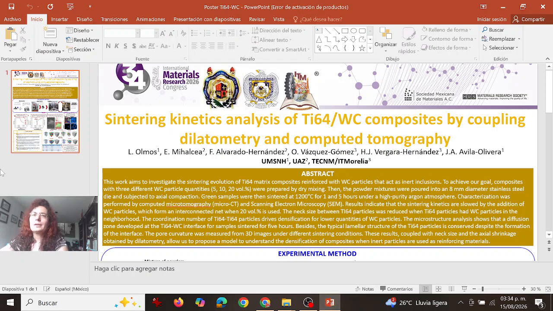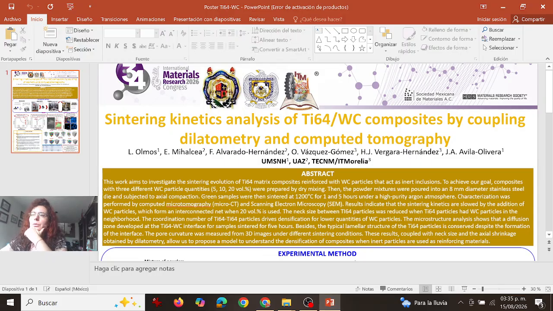So, this work aims to investigate the sintering evolution of the titanium-64 matrix composites reinforced with tungsten carbide particles, and these particles act as inert inclusions. In order to achieve our goal, composites with different tungsten carbide particle quantities were prepared. So we used 5%, 10%, and 20% of this type of particles, and we prepared them by dry mixing.